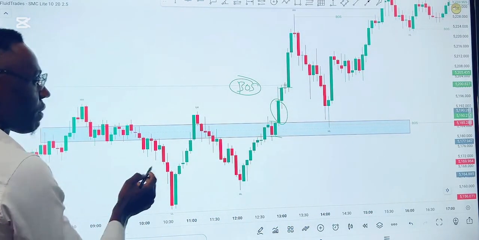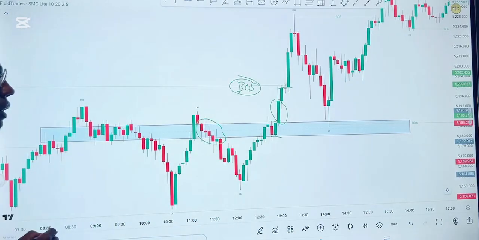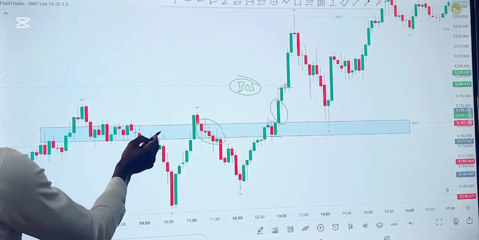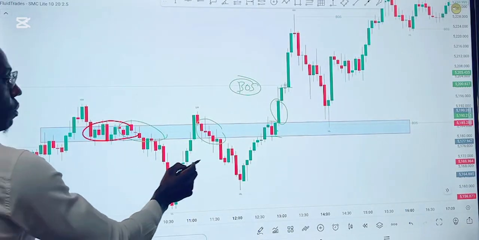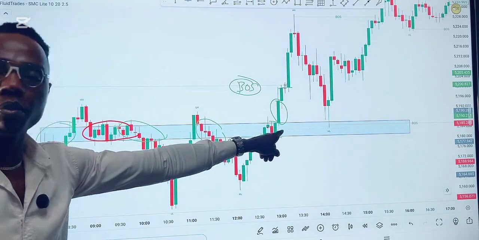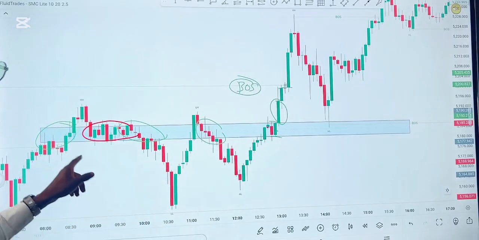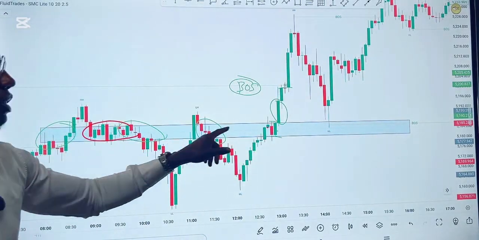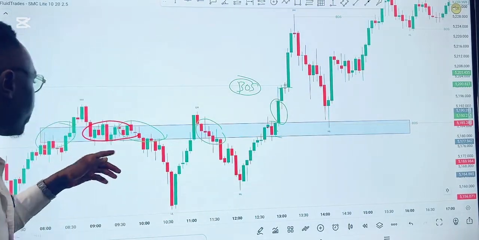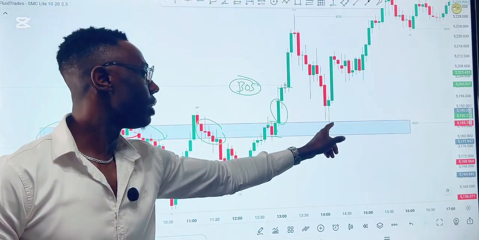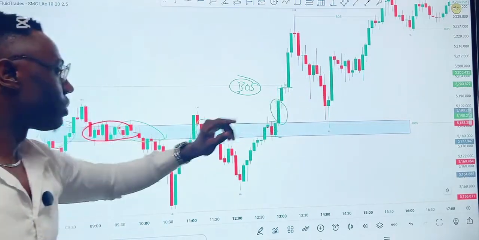But check one thing here. We have this rejection right here, supporting this order block zone. We also have this rejection right here, supporting this order block zone. And this rejection right here. So this rejection is supporting this order block, telling you that if the price comes to the order block, it will repeat the same behavior that it did at the extreme left side of the chart. So look at what happened. The price came and it rejected it to the upside.